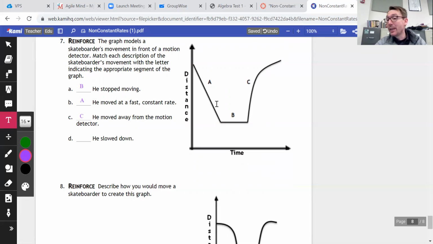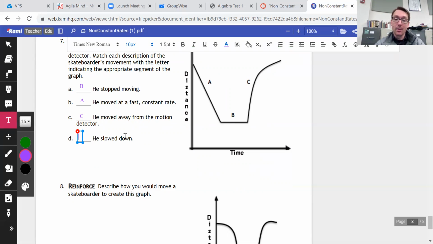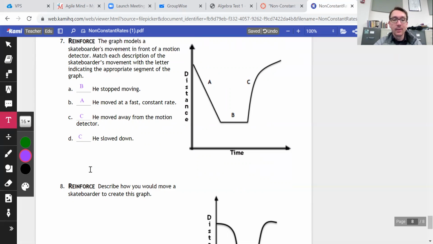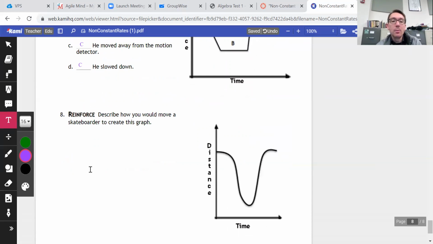In A, he's moving at a constant rate. Constant means not changing. So you can't speed up or slow down. It means you're going the same speed the whole time. That's why the line is straight. Whereas in this one, he's going fast, then he's not going as fast. The line gets shallower and shallower. It gets less steep, which means he's slowing down. So in C, he slowed down. There you go. Describe how you would move a skateboarder to create this graph.